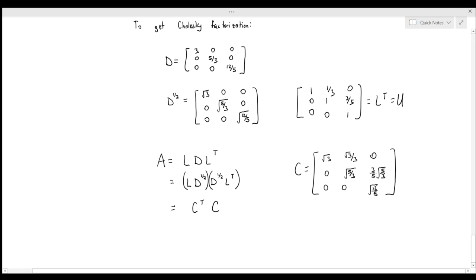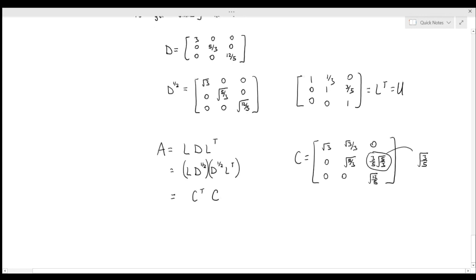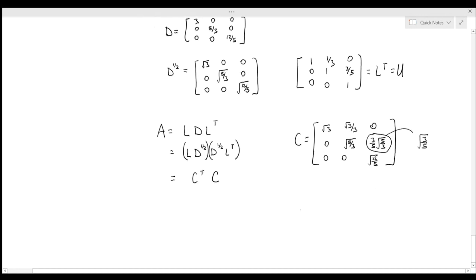All right, and then let me see here, we can simplify this as √3/5. All right, so then that means matrix C is going to be √3, √3/3, 0, 0, √5/3, √3/5, 0, 0, and then √12/5. All right.